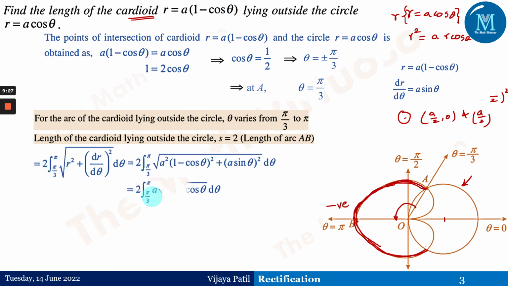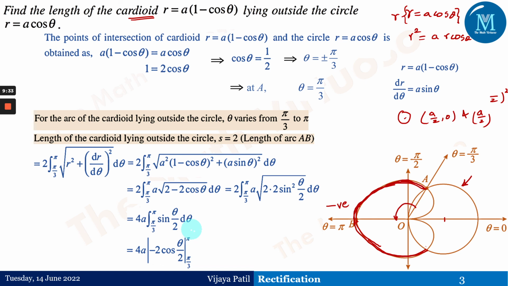Again the same thing we have done so far, almost the same as what we did with the cardioid in the previous question. You are going to get similar steps, and just by solving this simple integration we'll reach the answer as 4a square root of 3, the length of the cardioid lying outside the circle.